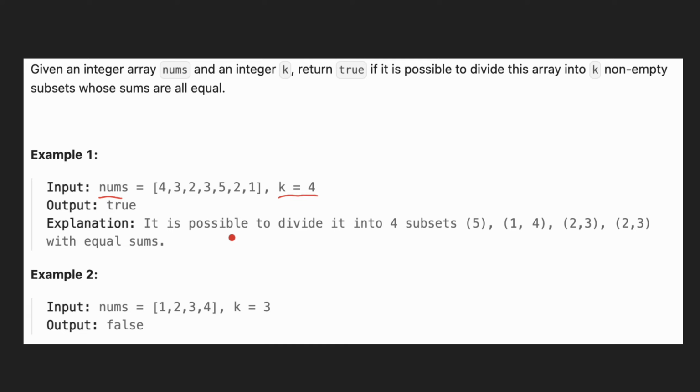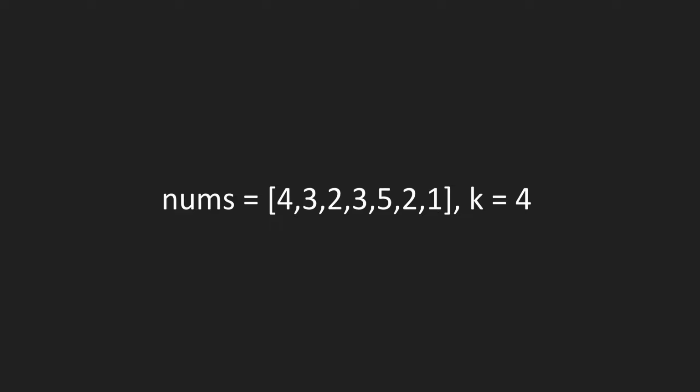For example, in this scenario, we have 5, 1 plus 4, 2 plus 3, and 2 plus 3. The sum of each gives us 5, and in this case we are returning true. And for this scenario, 1, 2, 3, 4, we have k equals 3. In this case we cannot form 3 subsets where the sums of the subsets are equal, so we are returning false.